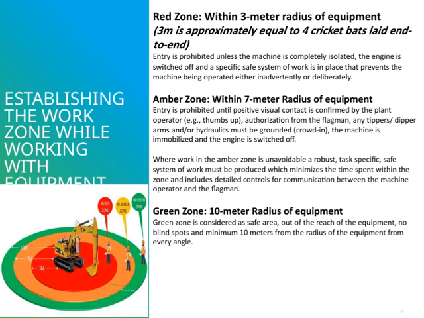Finally, the red zone is within a 3-meter radius of the equipment. This is the most critical area, where entry is prohibited unless the machine is completely isolated. That means the engine must be off, and a specific, safe system of work has to be in place to prevent accidental or deliberate operation of the machine. Overall, these zones help us manage risk effectively, keeping everyone safe by clearly defining how close we can get and what safety procedures must be followed at each distance.